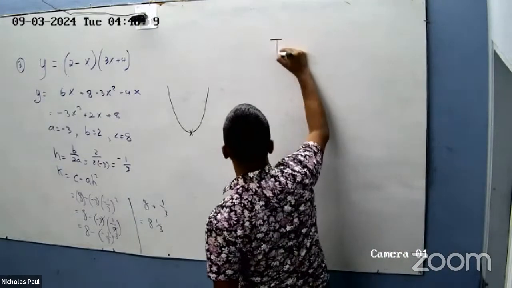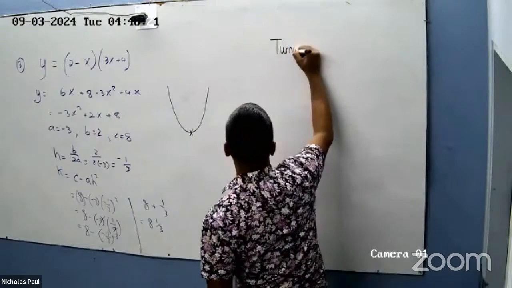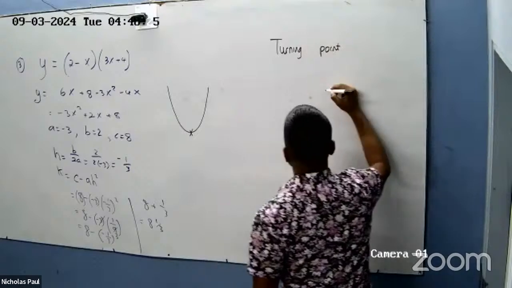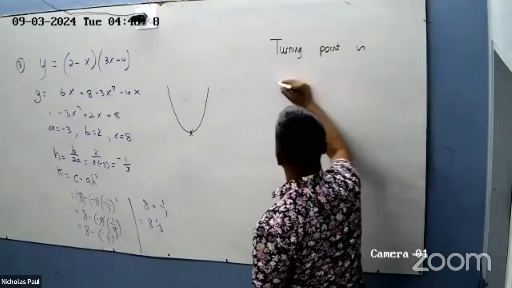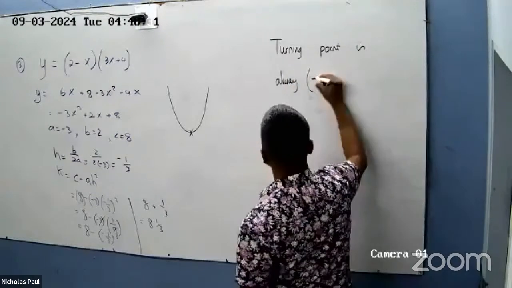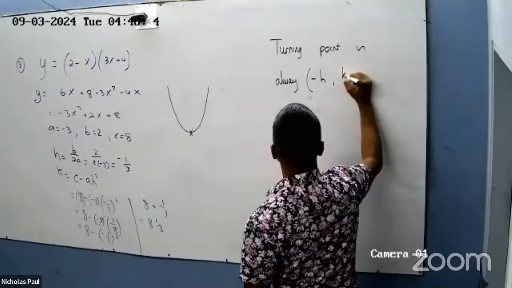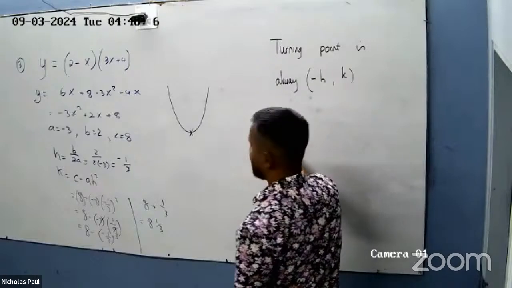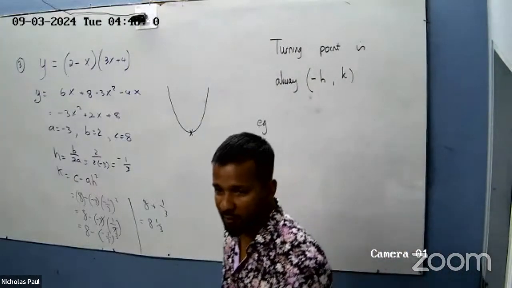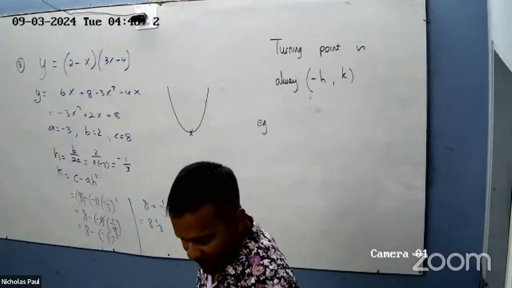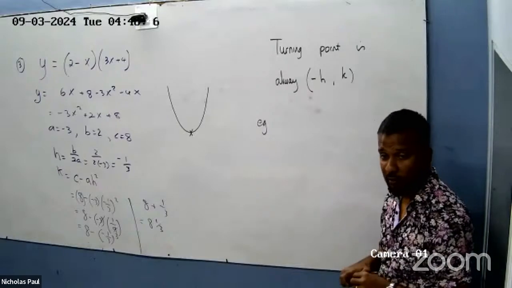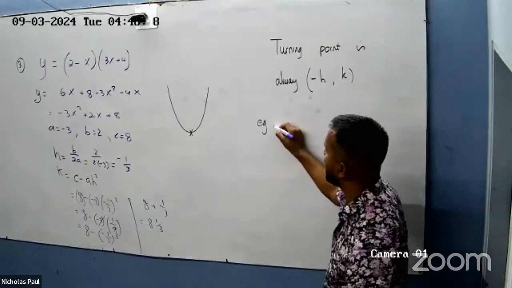So your turning point is always going to be minus h, k. That's it. The turning point is always going to be wherever h is, minus h, k. That's it. Okay.